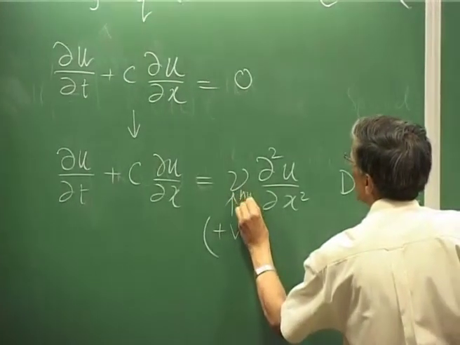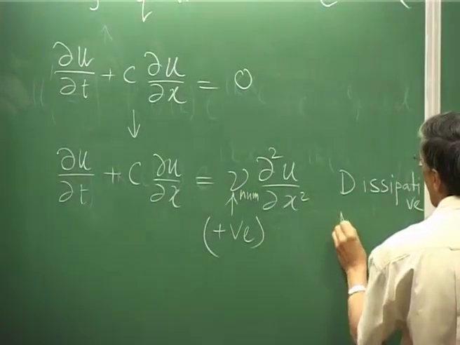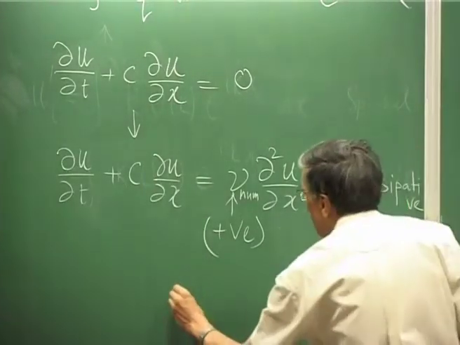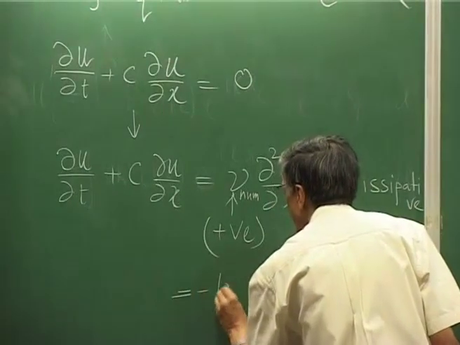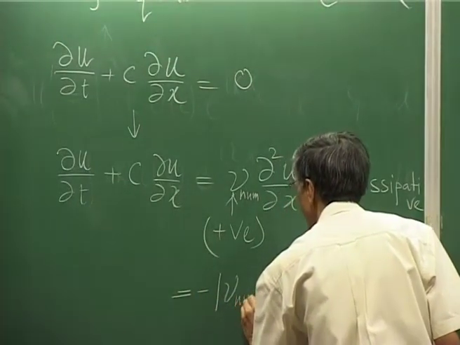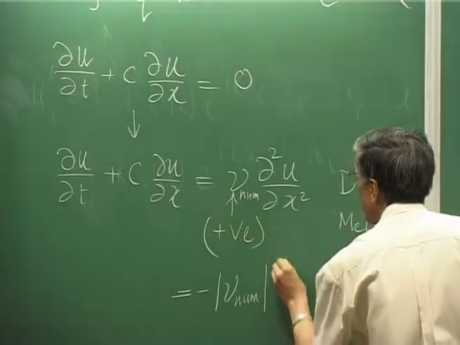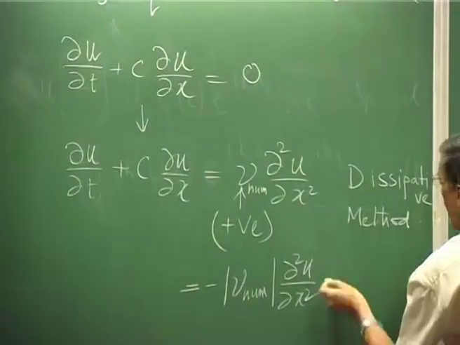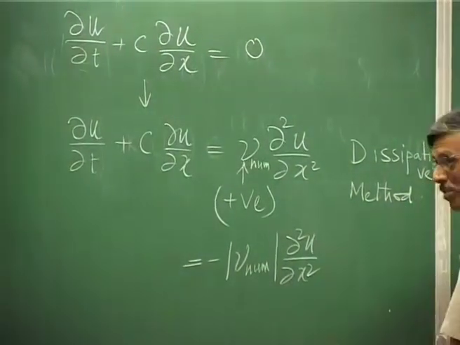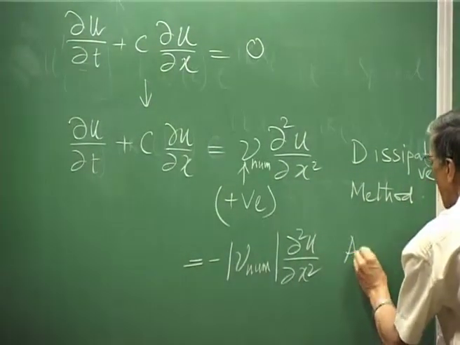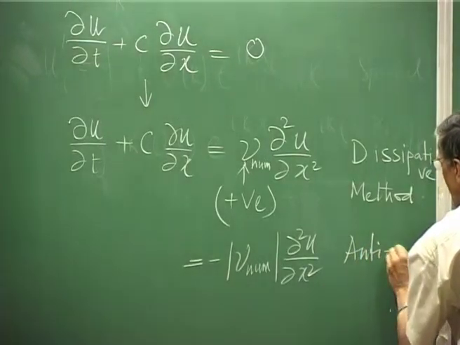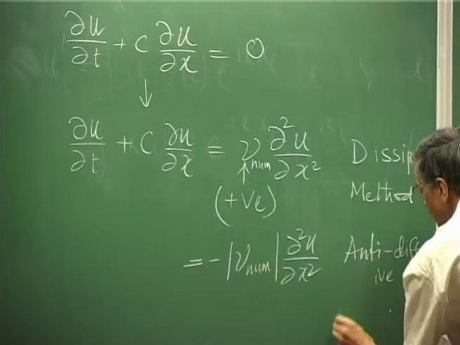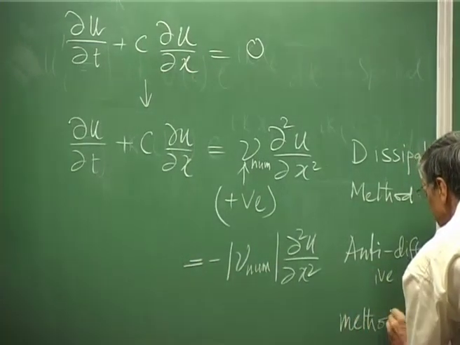So let me put this instead, if I get this like this, a strictly negative quantity, then what do I get? This will be not dissipative, just the opposite of that. So people have called it an anti-diffusive method. So we are adding anti-diffusion.